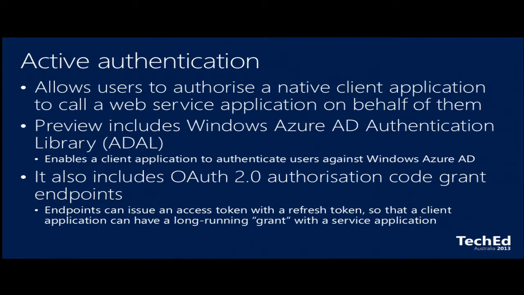On the Windows Azure AD side of things, Microsoft have provided as part of this developer preview an even longer name, an OAuth 2.0 authorization code grant endpoint. Once the user has signed themselves in and a client application wants to access a service application for the first time, the client application must reach out to this particular endpoint to get an access token. It receives an access token with a refresh token. The refresh token allows the client application to have a long-running grant or a long-running session with a service application that it's interacting with.